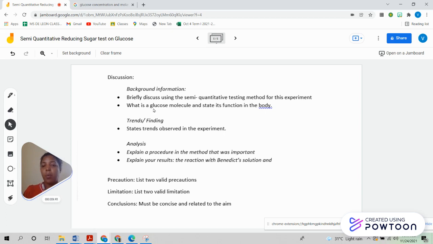And then you can tell me what the glucose molecule is and say the function that it has in the body. So just give me a little introduction on semi-quantitative testing and a little bit of introduction on your glucose molecule and the functions that it may have in your body, right? Not a lot of information. We want it to be concise but informative.